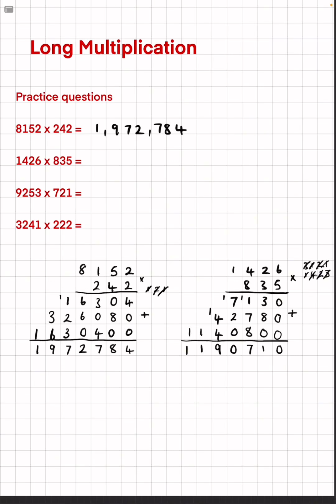So the answer is 1,190,710. The next calculation is 9,253 multiplied by 721.